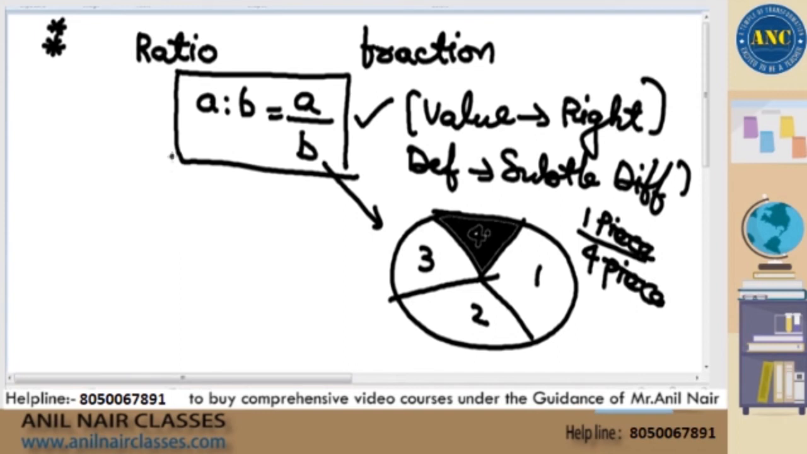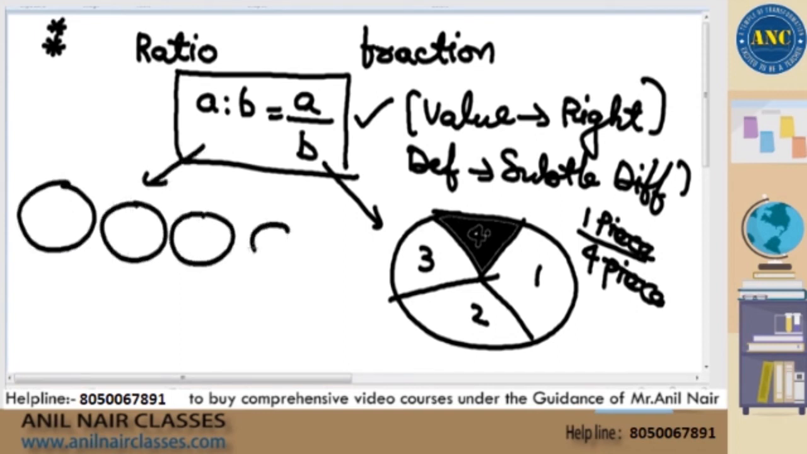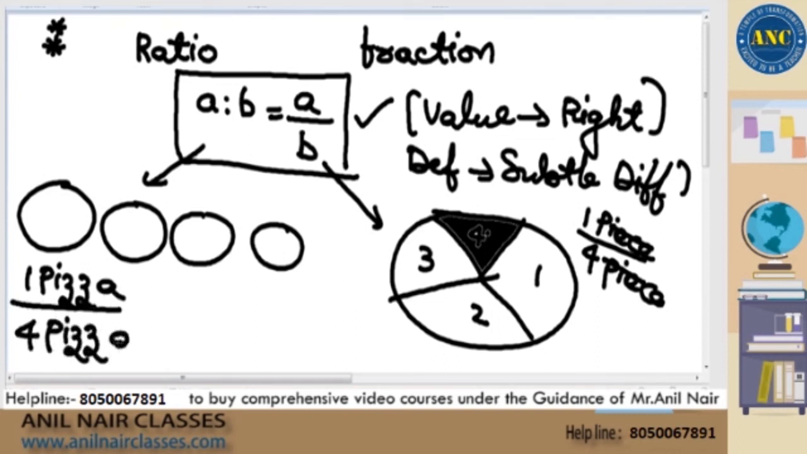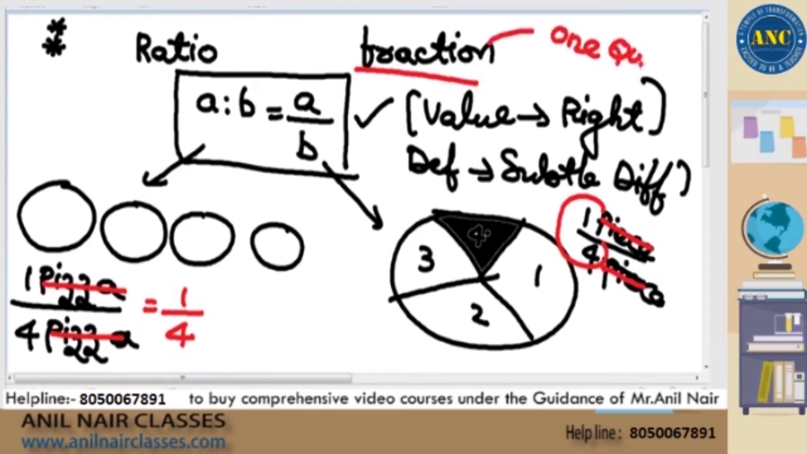1 is to 4. A is to B means I got 4 pizzas. I want one pizza out of 4 pizzas. Then it is called ratio, and the value is 1 by 4. Here also the piece will get cancelled. It is 1 by 4. Fraction is for one quantity. Fraction is one out of many things of the same quantity.